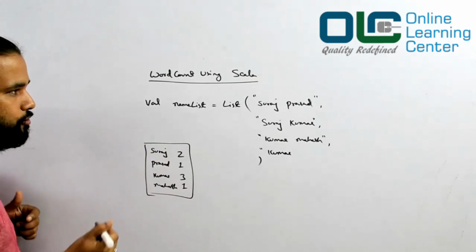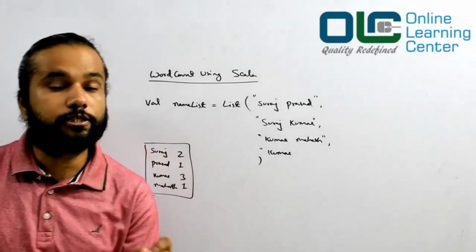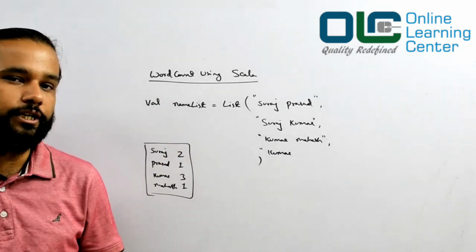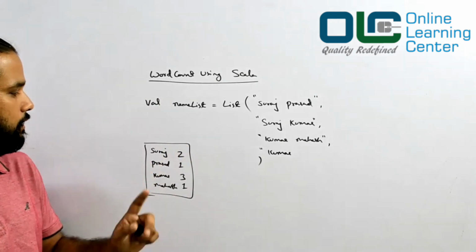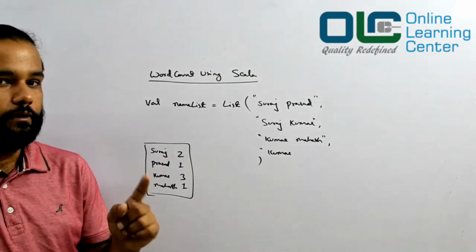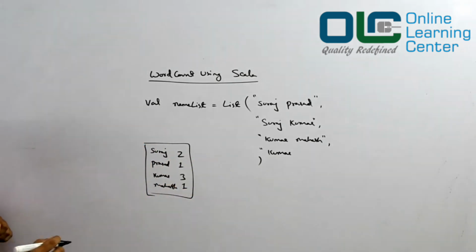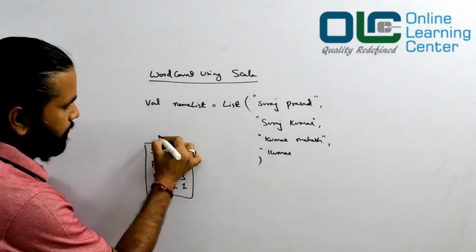I want you to find out a word count using just Scala, just pure Scala. So given a list, write a logic, or write a function, that can ultimately return me this map. This is a map, with a key and a value. Now let us try to return a sorted map.